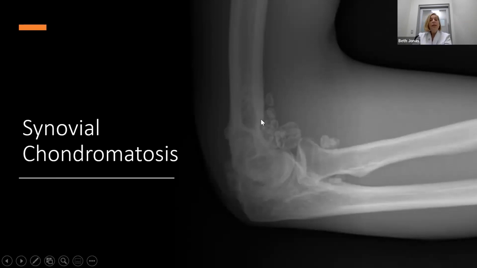You can see this at the knee. It happens at the hip. It's usually a large joint. And the treatment for this is actually surgical. We send these folks to our surgical colleagues and they go ahead and clean these things out. They can cause pain. They can also cause dysfunction, loss of range of motion.